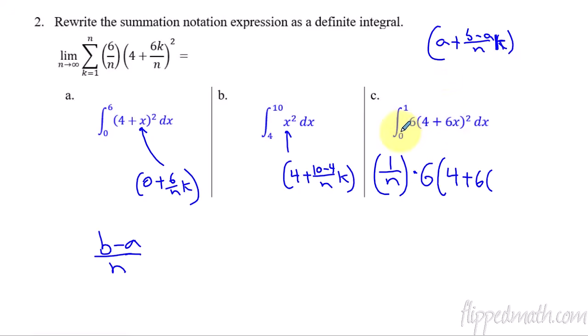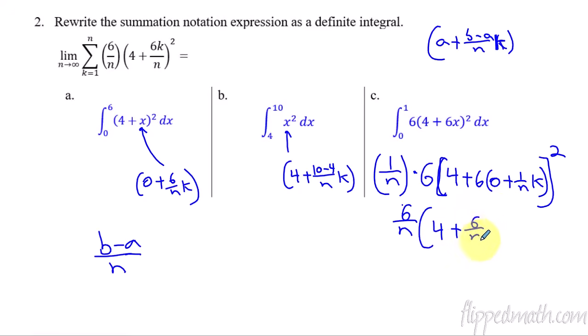So a is 0, 0 plus, and then b minus a over n is just 1 over n, because it's only going from 0 to 1. So 1 over n, k. And that whole thing, oh, that was like a bracket, that whole thing is being squared. See, this 4 plus 6x quantity squared. Now if I simplify this, this becomes 6 over n times, and then I have 4 plus 0 is gone, so it's 6 times 1, 6 over n, k, quantity squared, and it matches up with this. Perfect.